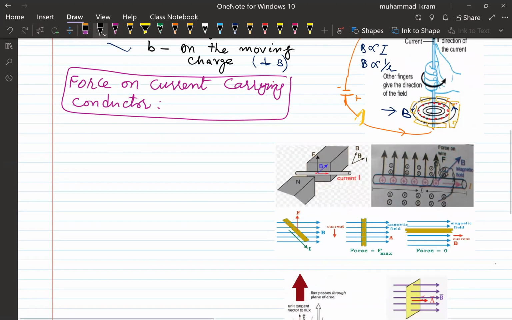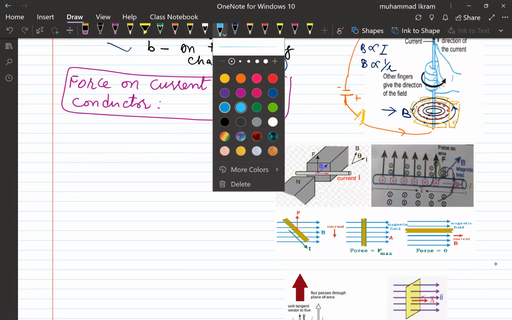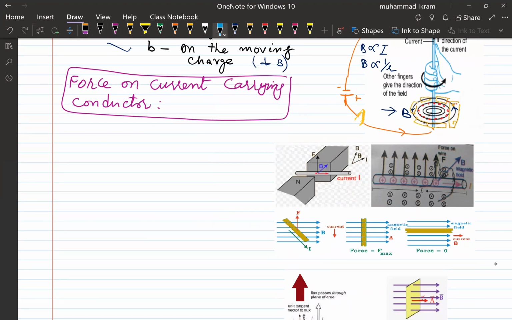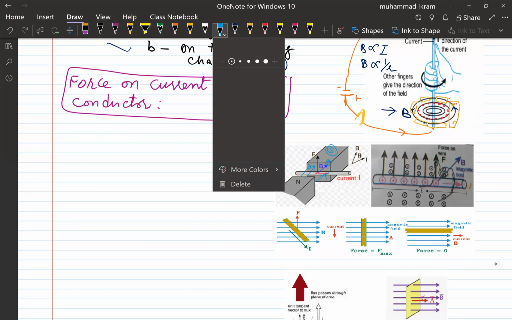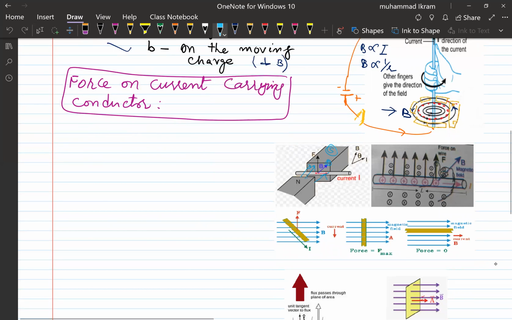Now let us see that in the diagram. In this diagram, we have the magnet, and the magnetic field is shown here like this, from the north pole towards the south pole of the magnet. This is indeed the south pole of the magnet, right? Magnetic south. Now you see there is a current carrying conductor placed inside the magnetic field.